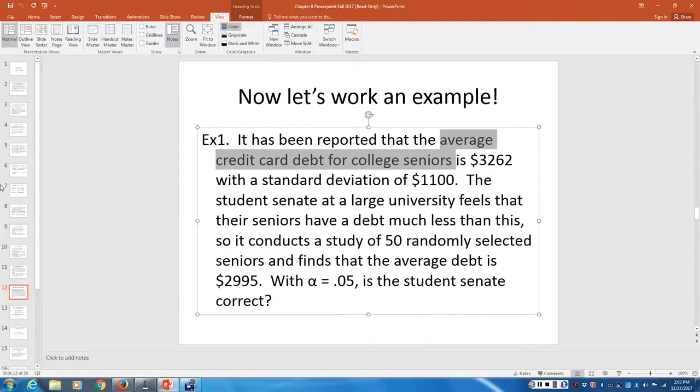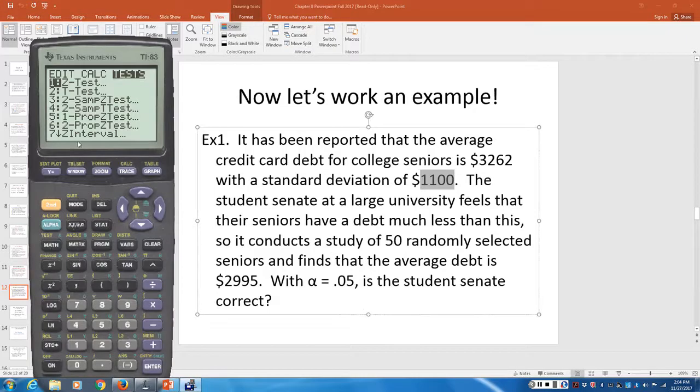Where did that $1,100 come from? Of what? The population or the sample? Population, okay? So, there's mu, there's sigma. Based upon no more than that, the claim is about a population mean, and we know sigma. It is a z-test. So we get the calculator, and we choose z-test.